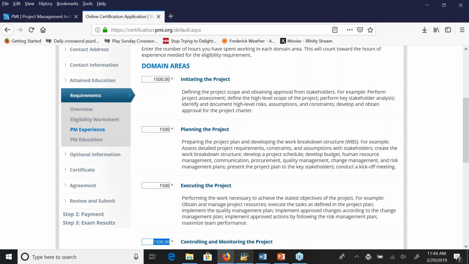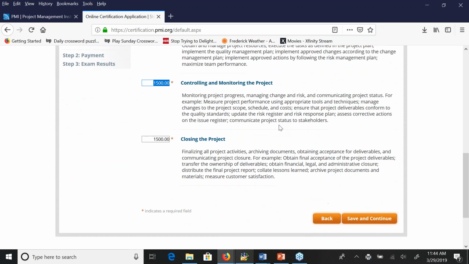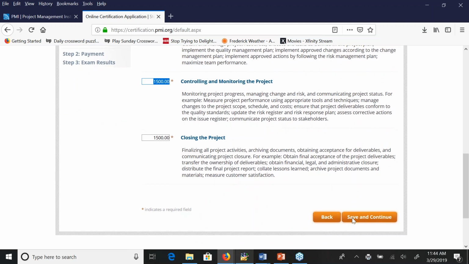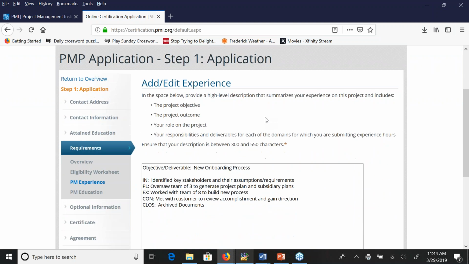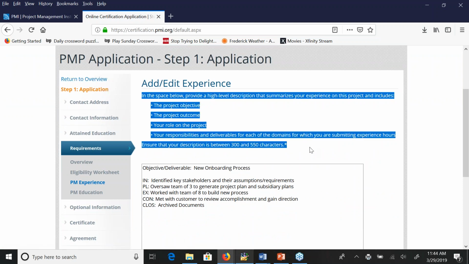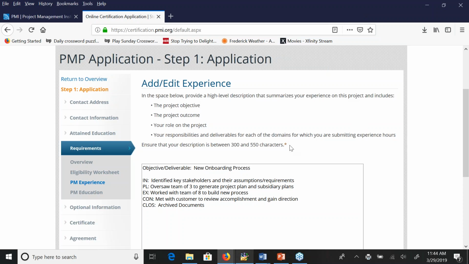This stuff matters. Where does it matter? And when does it matter? It matters on the next page. So we're going to save and continue. Then we're going to march forward to this. I want to highlight this paragraph right here, and I want you to look at it very carefully. I need you to look at this paragraph right there.